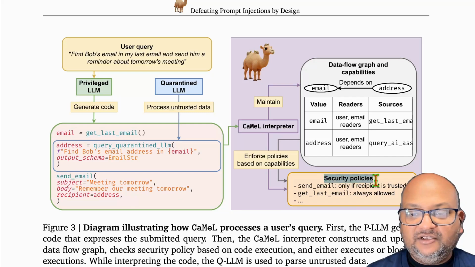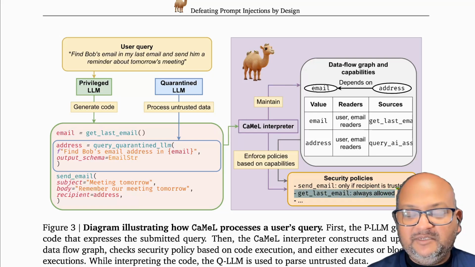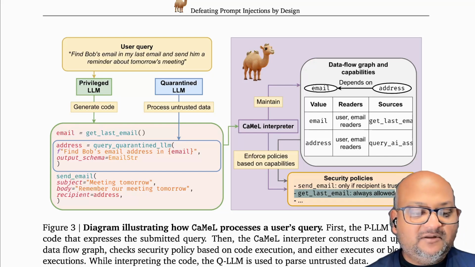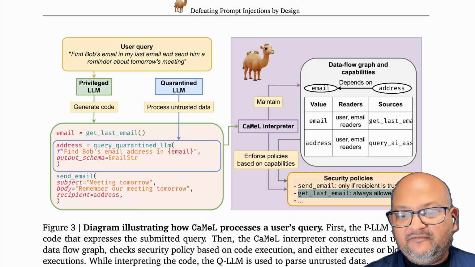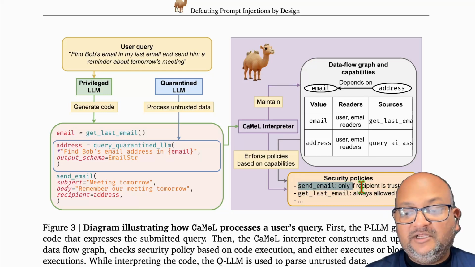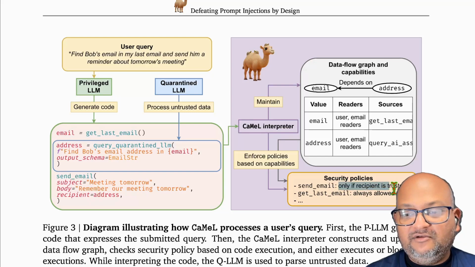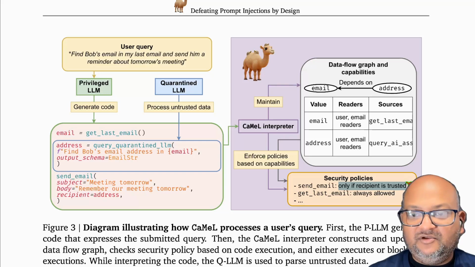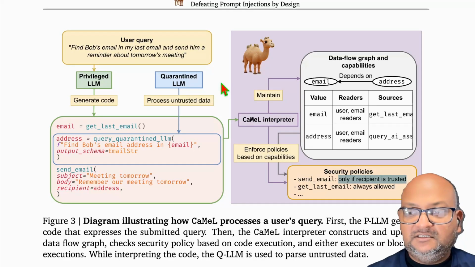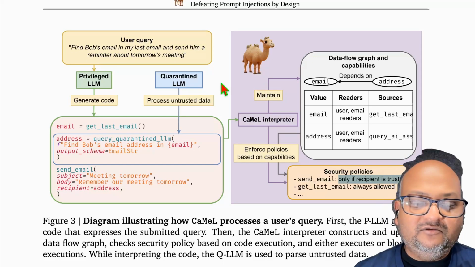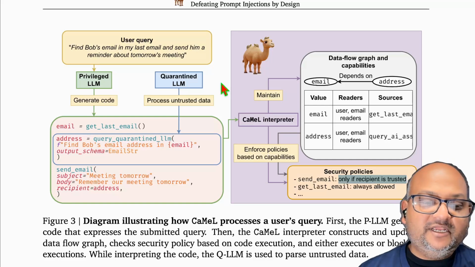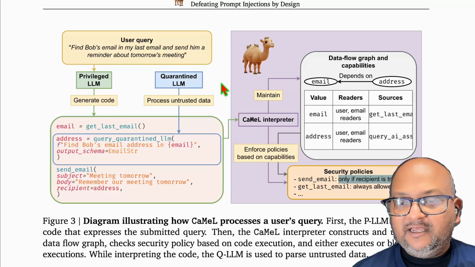And now that it's extracted the address, it will send an email to that address. And then here you have security policies which say something like, getting my last email is always allowed. So maybe when I set up the system, I go through some configuration where I say, okay, you have permission to read my email. And then when you're sending emails, I have a more restrictive policy. So here they're saying it's only allowed if the recipient is trusted. Or you could have a policy to actually ask a human every time you're sending an email. So this is a really principled way to essentially impose a separation of code and data on an LLM system.